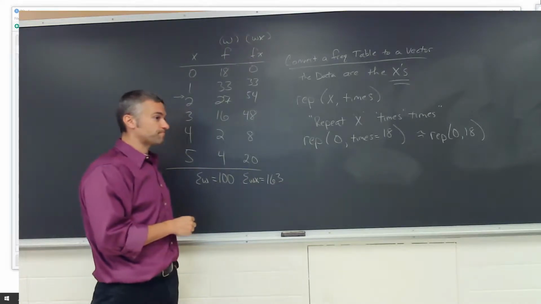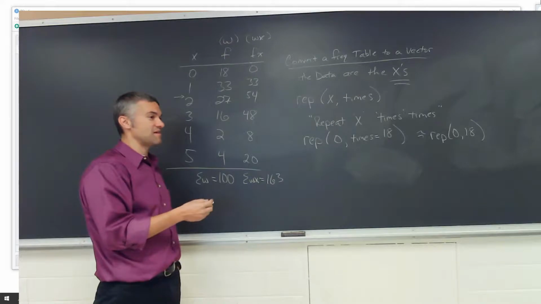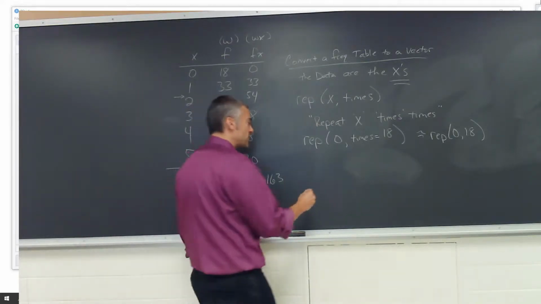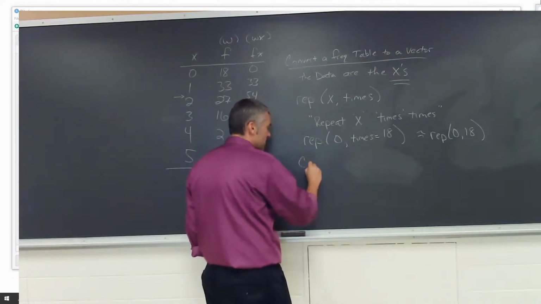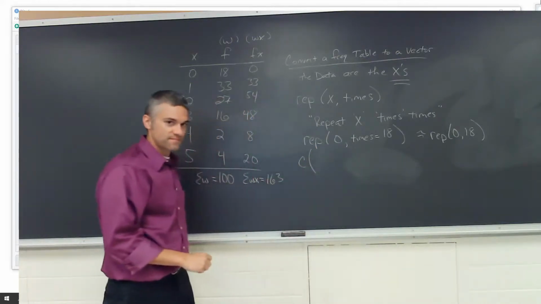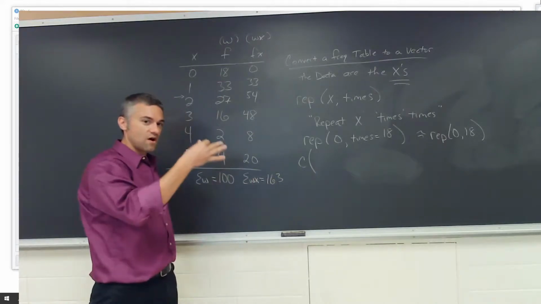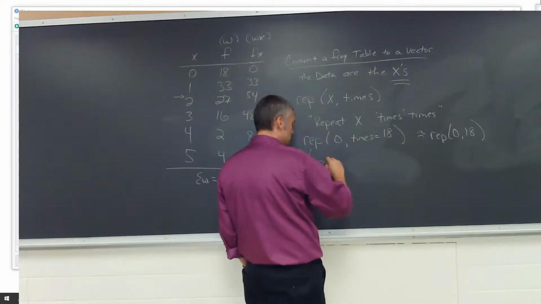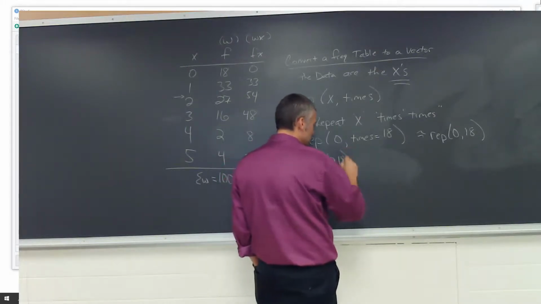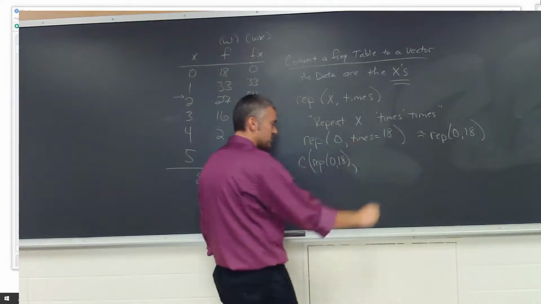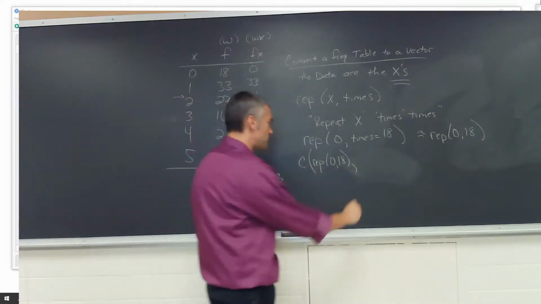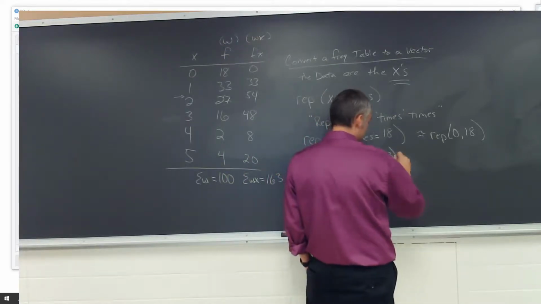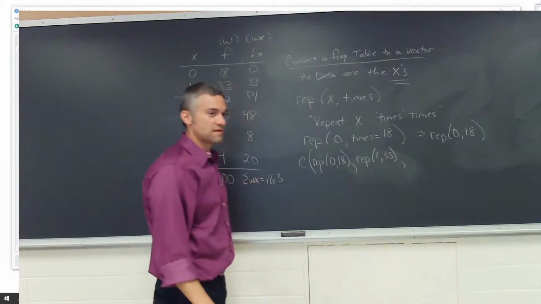Now what we want to do is save this as a single vector. The way we can do it is start to combine it with the C function, and then have our repeat function appear repeated. So we can do C rep 0, comma 18 and close our parentheses. And then a comma. Rep 1, comma 33. Close it and then comma.